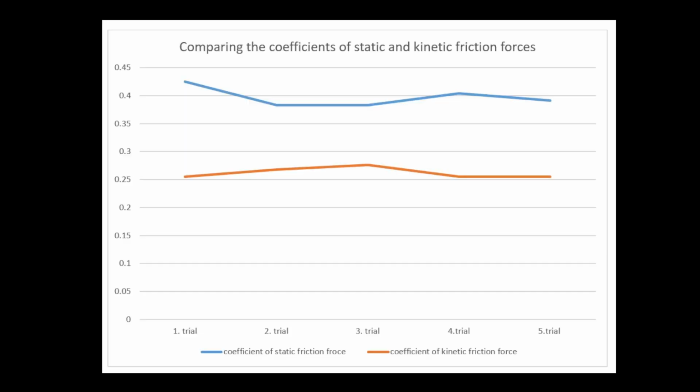As a result of this experiment, the coefficient of static friction was found to be approximately 0.38, while the coefficient of kinetic friction was 0.26. Therefore, we have demonstrated that the static friction coefficient is greater than the kinetic friction coefficient.